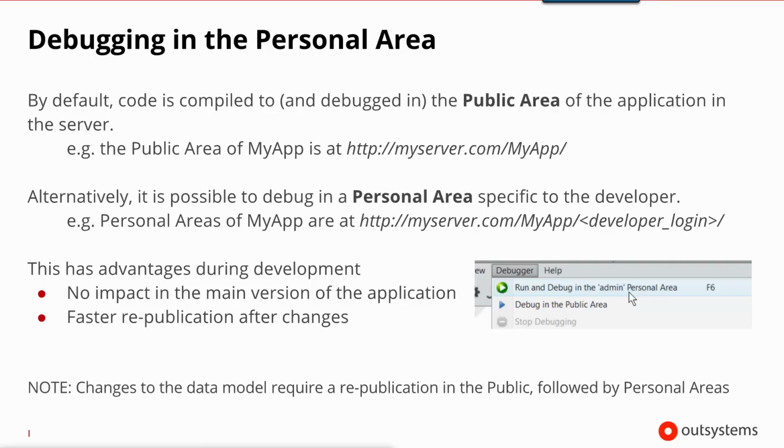Using the personal area therefore has this lower impact, but furthermore the act of selecting to run and debug in the personal area is normally a much faster operation. It is worth noting, however, that if you make changes to the data model, you will need first to republish into the public area prior to running and debugging in the personal area. This is obvious because the database is a shared resource, so you cannot have a local copy of the database for your personal area, just a local copy of the code.